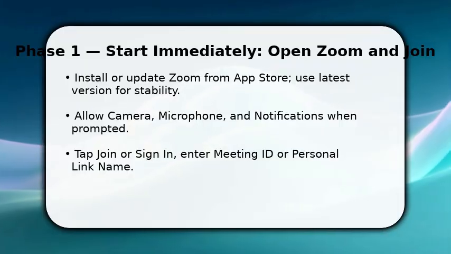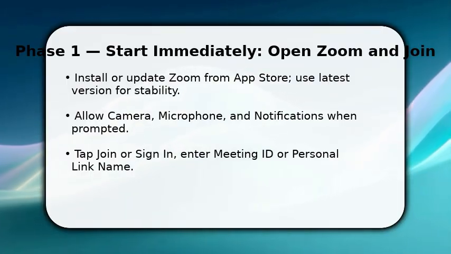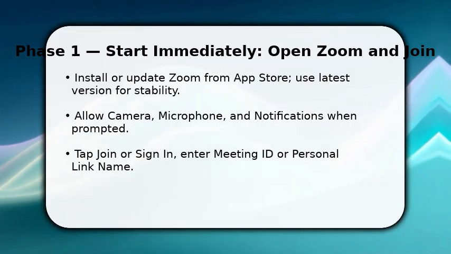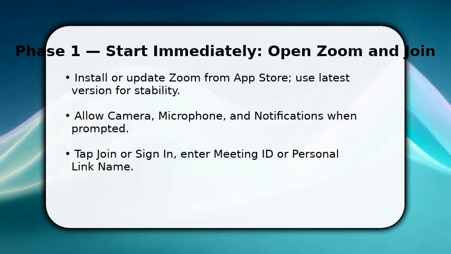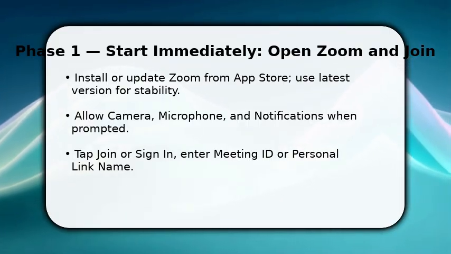You start by opening Zoom on your iPhone and jumping straight into the meeting. Sign in or join with a meeting ID or link. This saves time and ensures the correct host permissions. Once done, grant camera and microphone access so others can see and hear you.